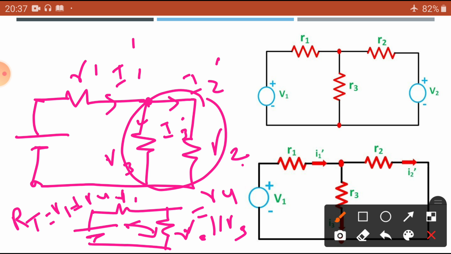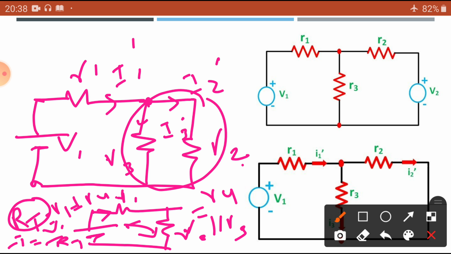Now, we know the total resistance, we know the voltage here, just apply the current rule. I is equal to V by RT, that is the total resistance. Then V is given as V1, so V1 by RT, where RT is the capital RT we calculated. So, we are going to find the current from the source.